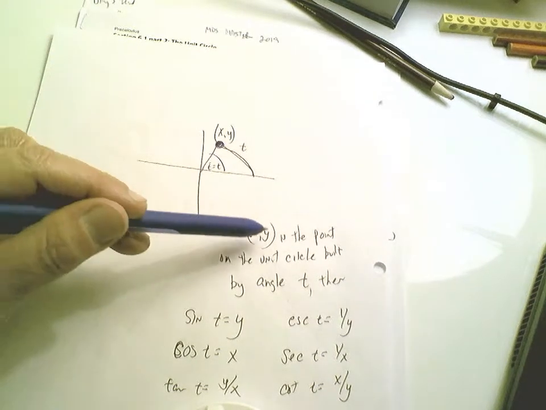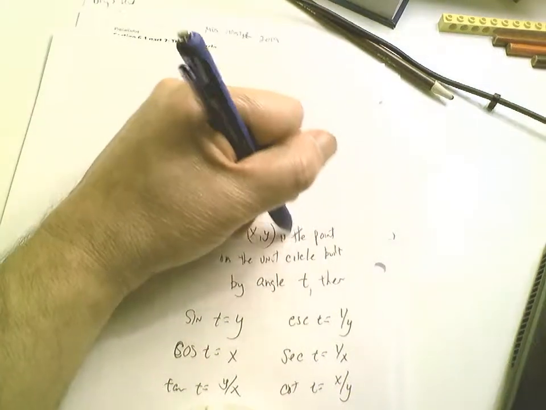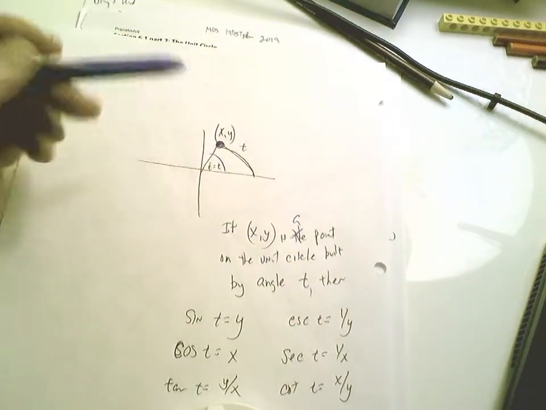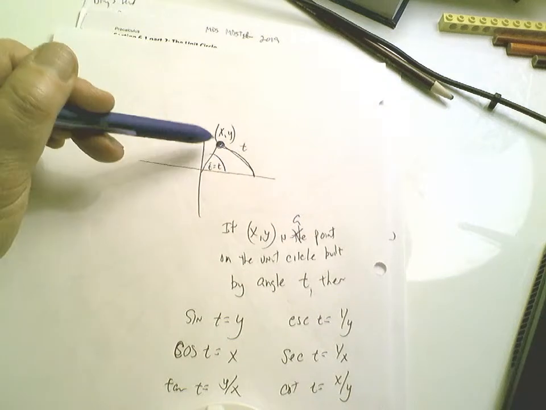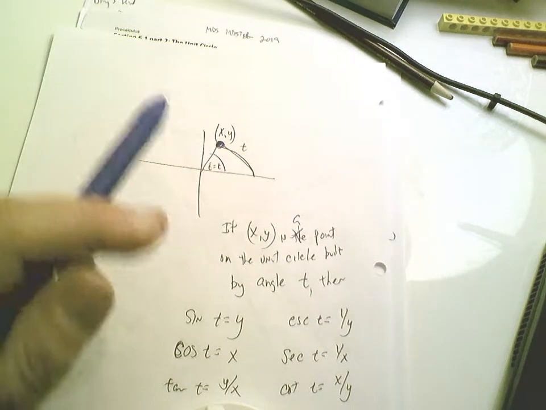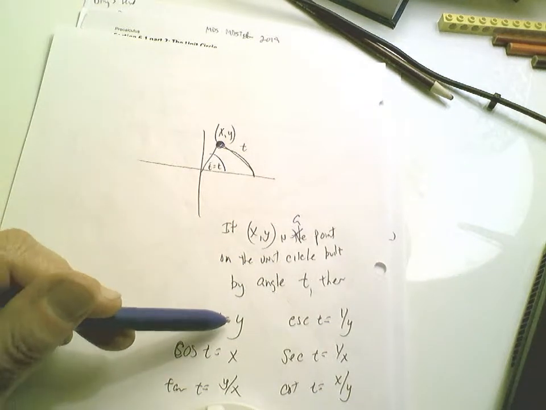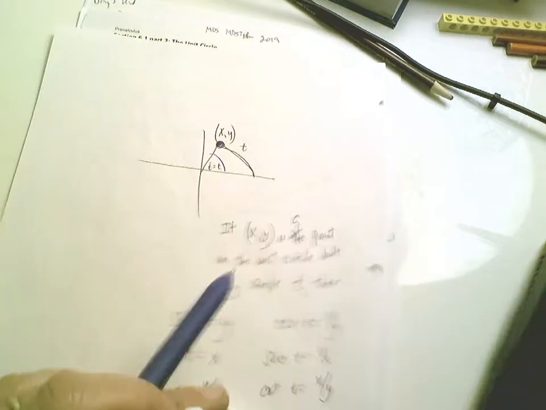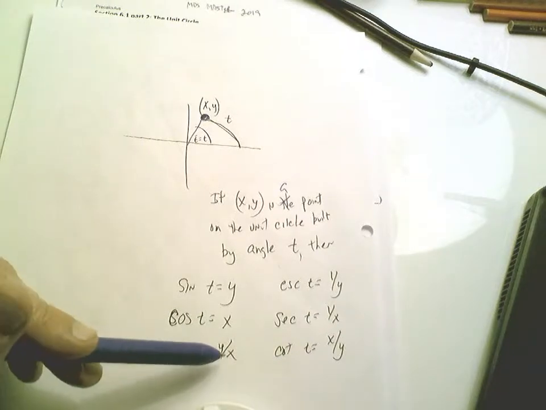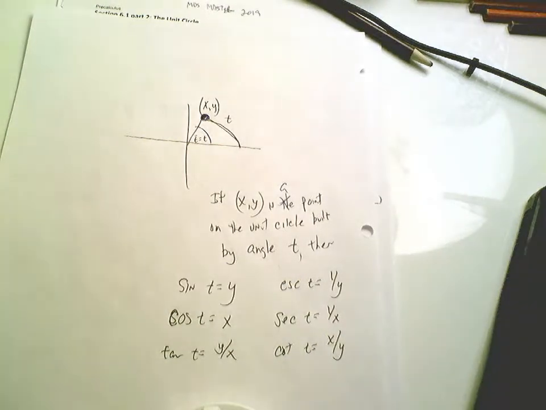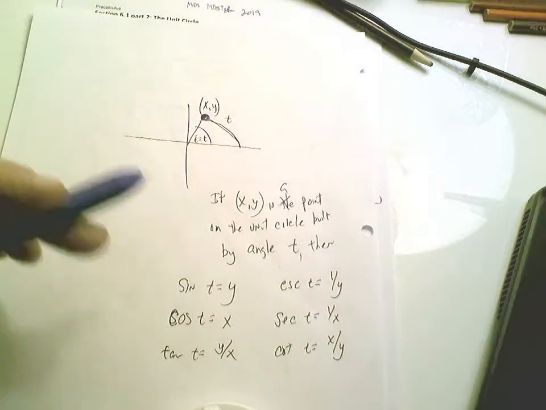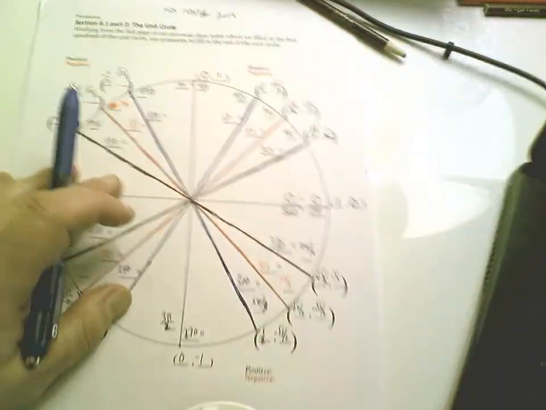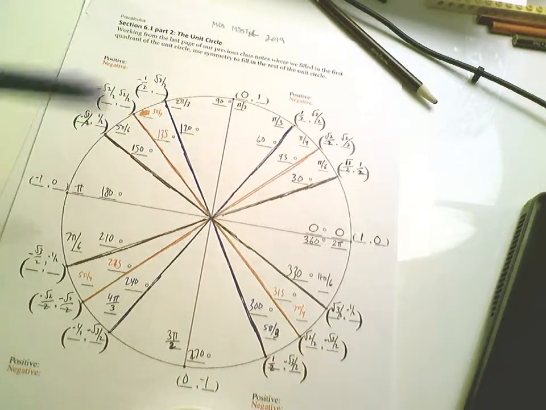If (x, y) is a point on the unit circle built by angle t, we can say the following. The sine of angle t is equal to the y coordinate that we land at. The cosine is equal to the x coordinate we land at. The tangent will be y divided by x, and then the three reciprocals will also follow. We'll tuck that away, and that's going to be a big piece of what we work with today. Before we get started, make sure you have your unit circle.